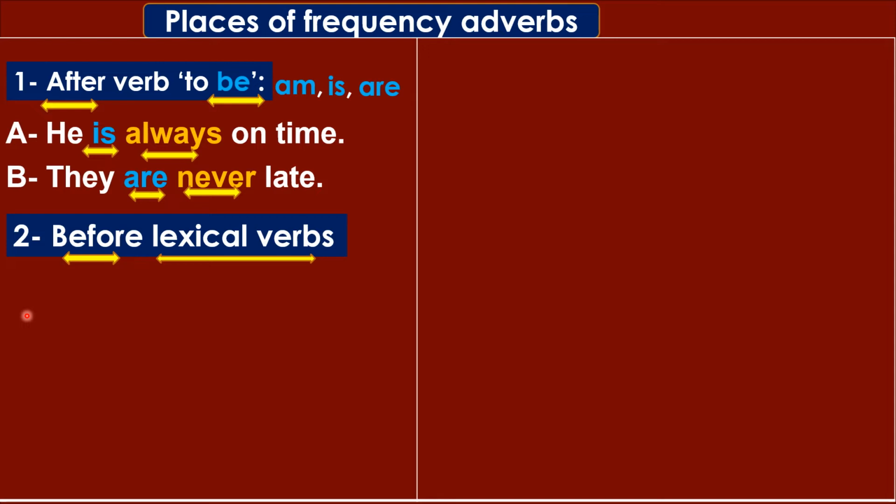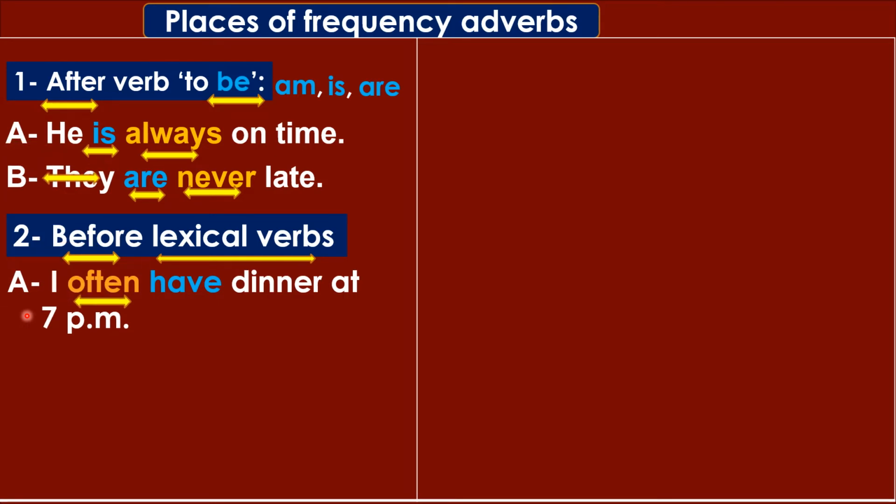So let's have a look at some examples. I often have dinner at 7 p.m. If you have a look at often, it comes before have. And have here is a lexical verb and it means eat, not a helping verb.